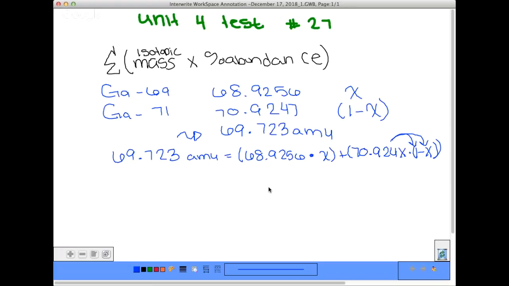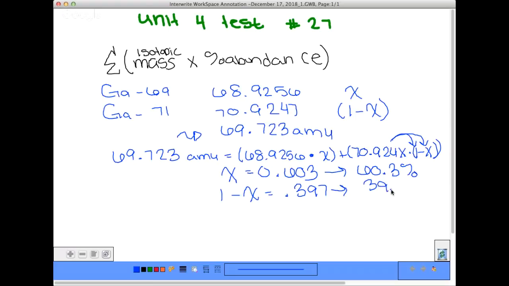So again, I'm not going to go through all the math in this, but this is the equation that you would solve. And what you would get is X to be 0.603. If you change that into a percent, that'd be 60.3%. And then 1 minus X would equal 0.397, and that would be 39.7%. This would be gallium-69, and this would be gallium-71. So those would be your two percentages.